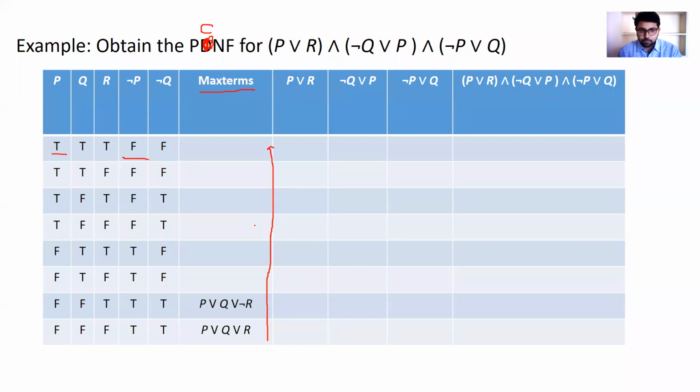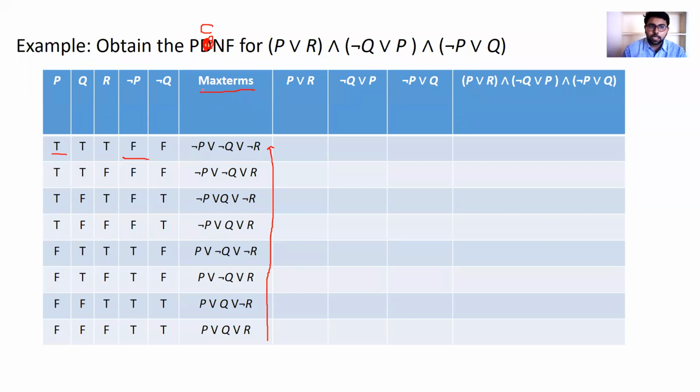Next, P or negation Q or R, P or negation Q or negation R, negation P or Q or R. Okay, negation P or Q or negation R, negation P or negation Q or R, and negation P or negation Q or negation R.